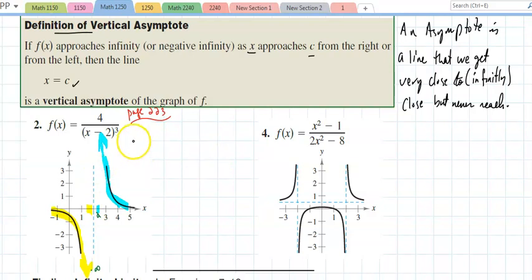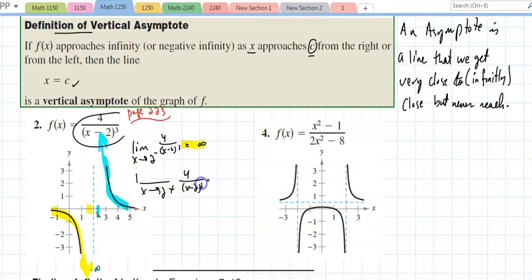So here we say the limit as x approaches 2, 2 is taking the place of c right now, from the left of 4 over, there's the function, x minus 2 cubed, that would be negative infinity. And if I take the limit as x approaches 2 from the right of 4 over x minus 2 squared, that would be a positive infinity.